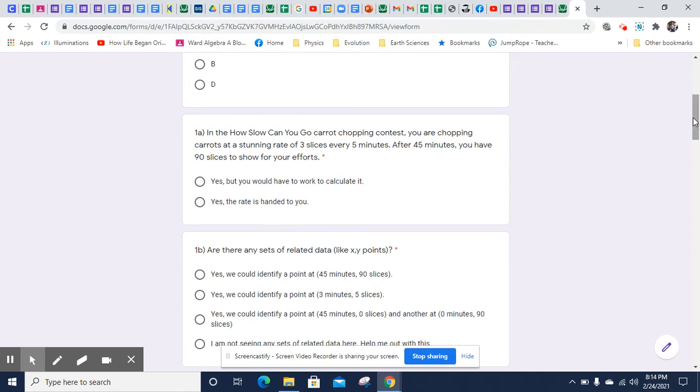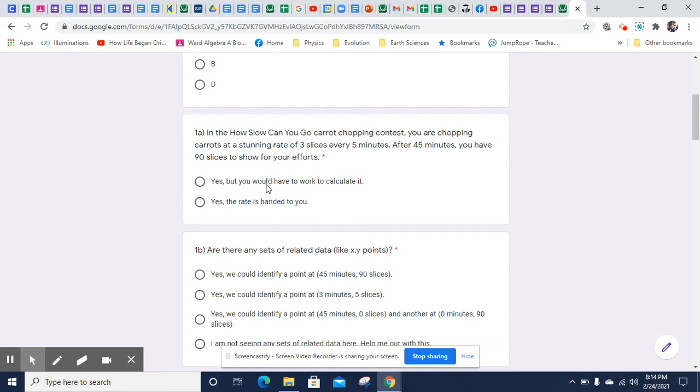So, in the How Slow Can You Go carrot chopping contest, you are chopping carrots at a stunning rate of 3 slices every 5 minutes. After 45 minutes, you have 90 slices to show for your efforts. Okay. Is there a rate? I need to actually add that question in here, but you'll have it.